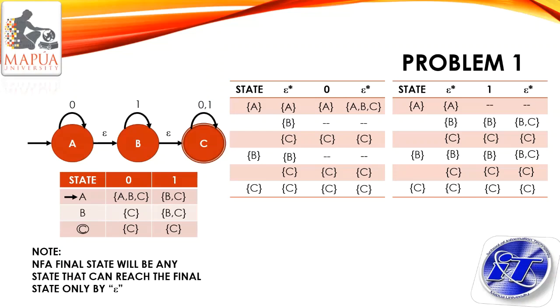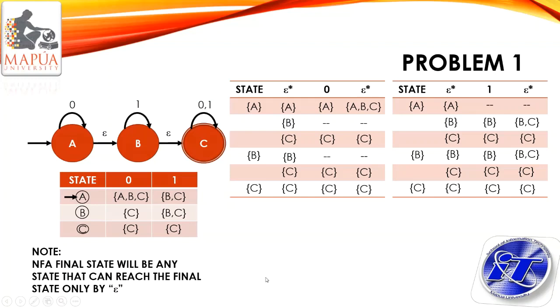Also, in converting epsilon NFA to an NFA, we need to determine the final states. In the NFA, the final states will be any state that can reach the final state only by epsilon. Can A reach C through epsilon? Yes, A epsilon epsilon C. B can reach C through this epsilon. So therefore, both A and B will now be final states.